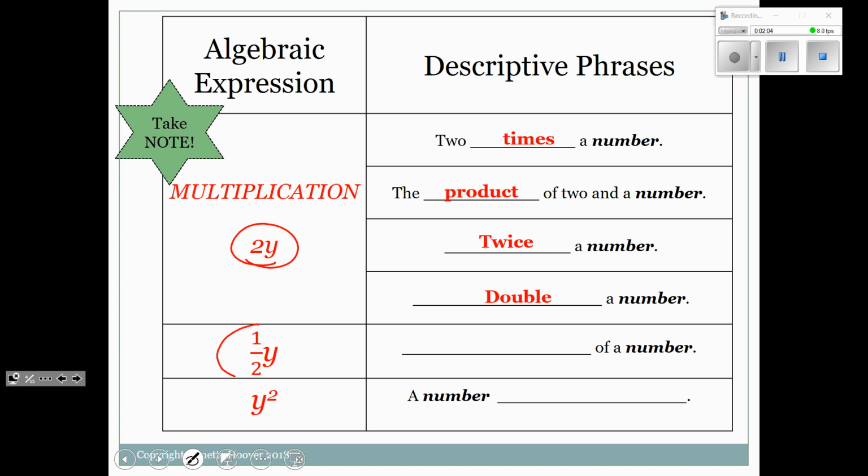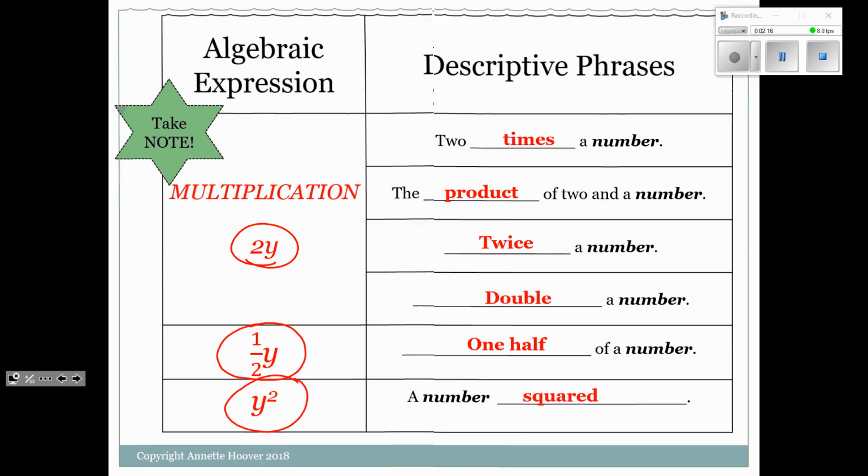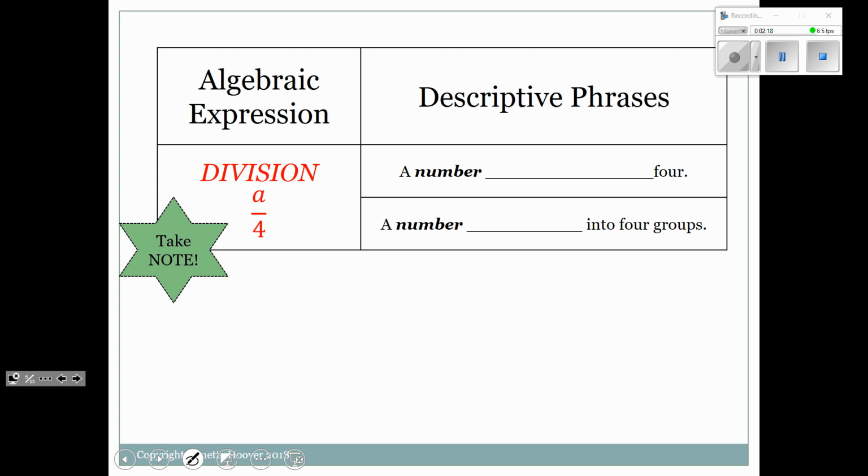And our next algebraic expression, this simply says half of a number or 1/2 of a number. That is when you're dividing by 2. And this one reads a number squared. When looking at key terms associated with division, we could read this expression as a number divided by 4, pretty obvious, or a number separated into 4 groups.